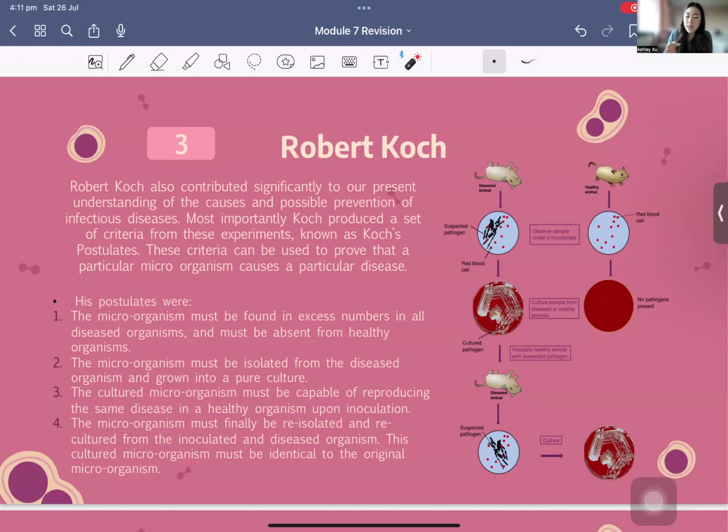Okay, so we then get that rat that we inoculated with all the nasty microbes, and then we re-isolate the microbes from that rat, and hopefully under the microscope we can see the same microbe that we originally took out from the diseased rat. Okay, that is quite confusing, I know. Search up on YouTube. There's a lot of videos that really show this experiment being done, and hopefully your teacher has showed you how to do it. Okay, so this should sound very familiar to you.